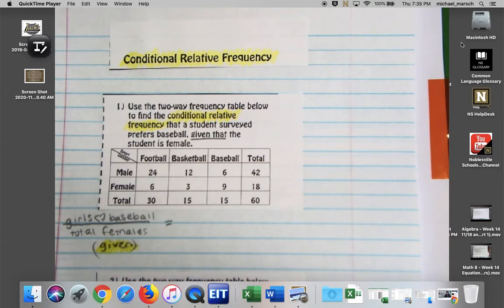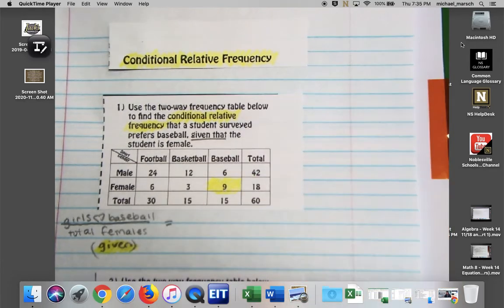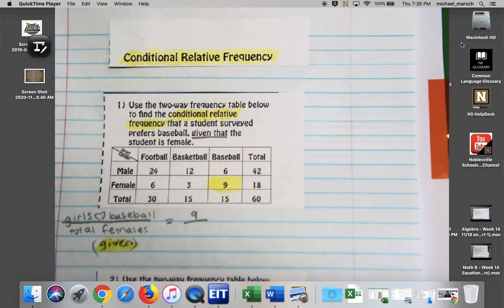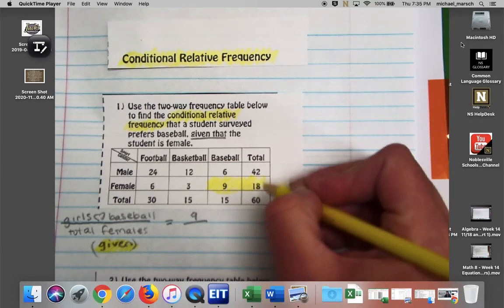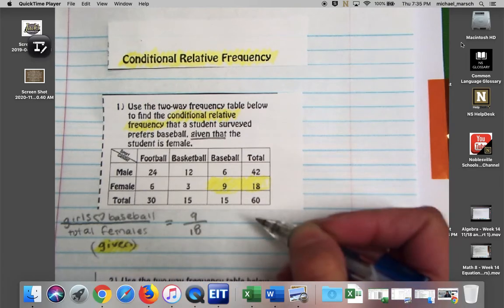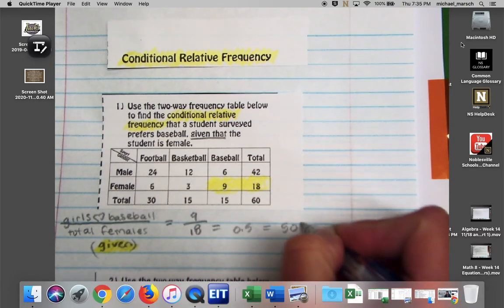So now let's find those on our chart. So girls that like baseball, 9, right? So I'm going to put a 9 in my numerator. And then total number of girls is going to be this 18 from my row total. So then I have 0.5, and then I get 50%.